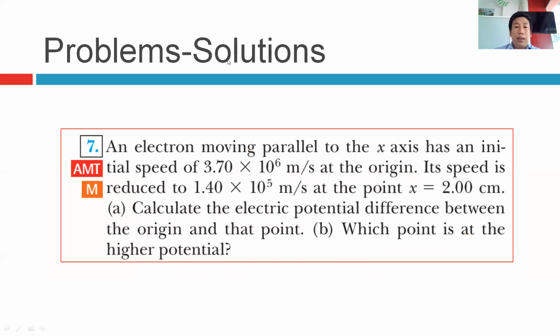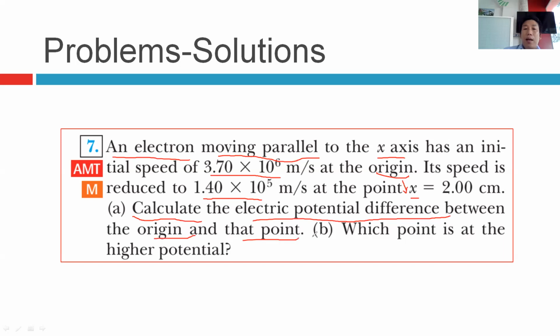In this problem, they give you an electron moving parallel to the x-axis. It has an initial velocity of 3.7 multiplied by 10 to the power 6, and the velocity is reduced to 1.4 multiplied by 10 to the power 5 at a point x, from the origin to x. They ask you to calculate the electric potential difference between the origin and that point.